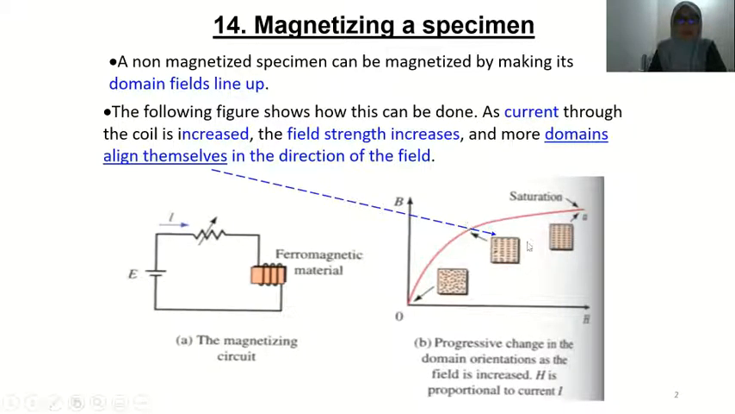We can see here that initially A is randomly oriented. As the current increases, the field strength also increases, so more domains align themselves, as I pointed out here in the graph. This shows the progressive change in the domain orientation as the field is increased. H is proportional to the current.